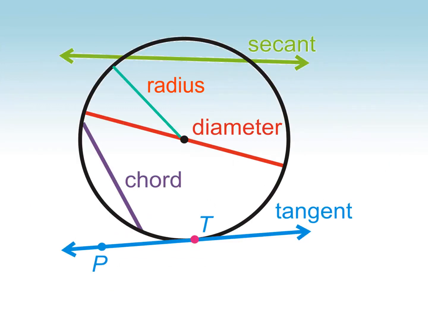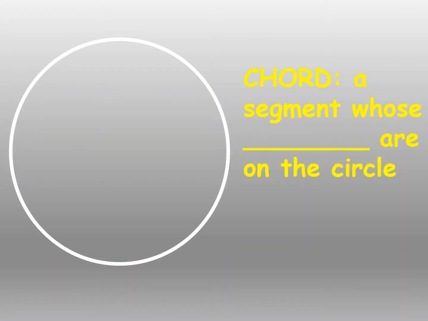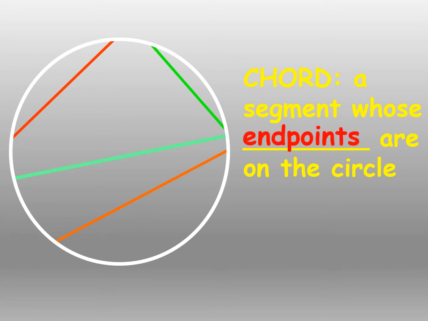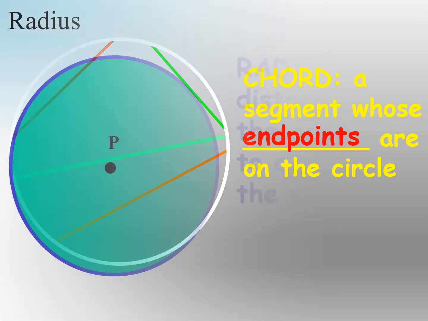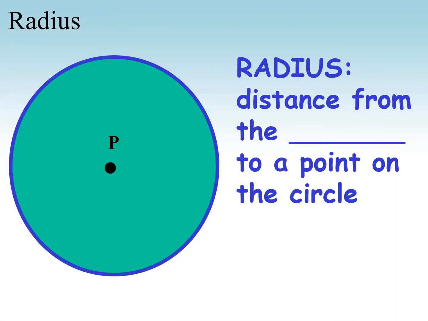So we have these different parts of a circle. We have the secant, we have the radius, we have the diameter, we have chord, and we have tangent. So one by one, we shall discuss. So chord is a segment whose endpoints are on the circle. Radius, it is the distance from the center to a point on the circle.